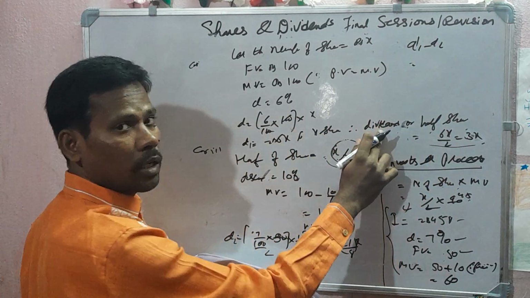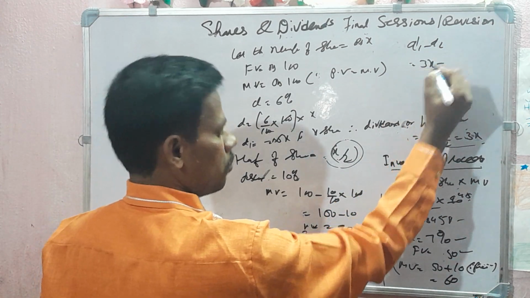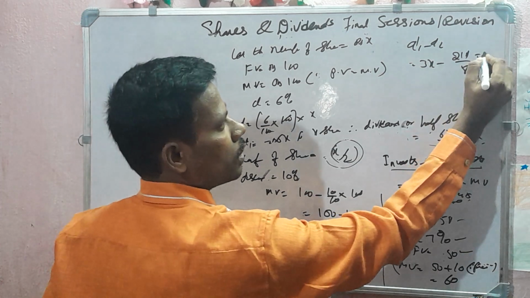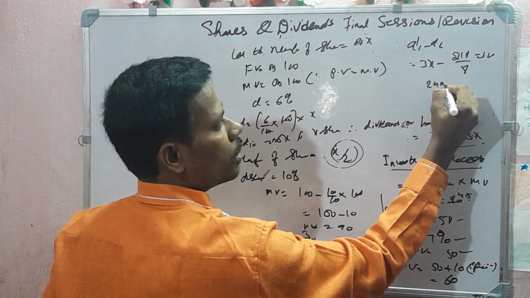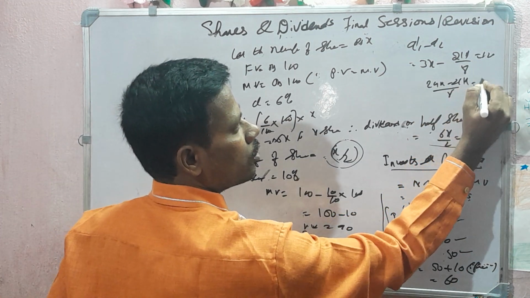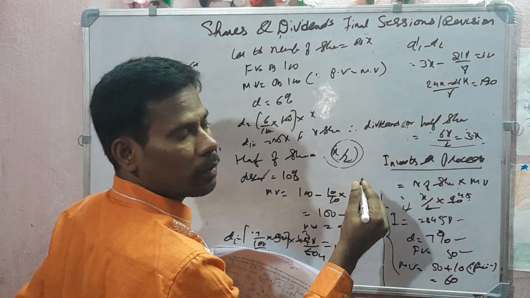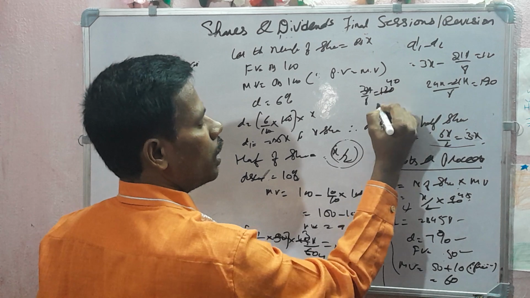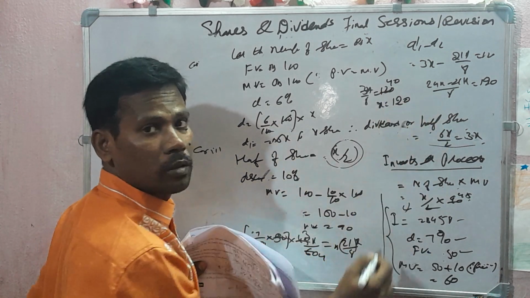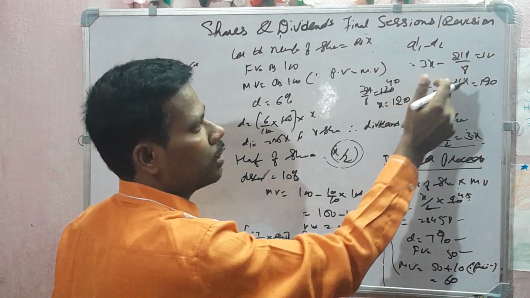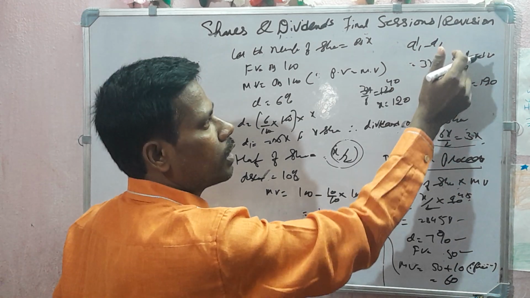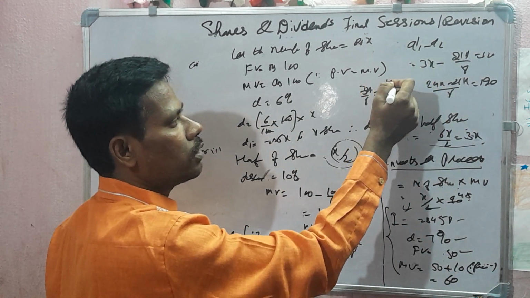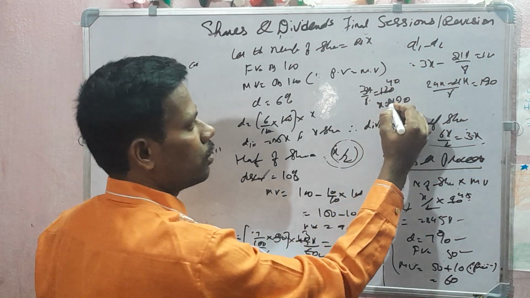So D1, the dividend on half of the shares, is 3x minus 21x by 8. That is given as 120. So 24x minus 21x by 8 is equal to 120. 24 minus 21 is 3x by 8 is equal to 120. Simple calculations I am doing here. 8 3s are 24, 24 minus 21 is 3, 3x by 8. So cancel it. 3 1s are 3, 4s are 8, 8 4s are 32.